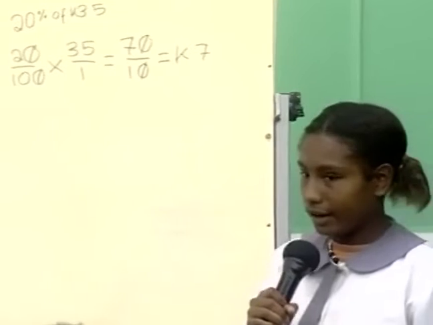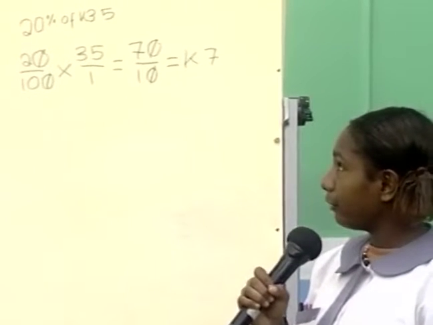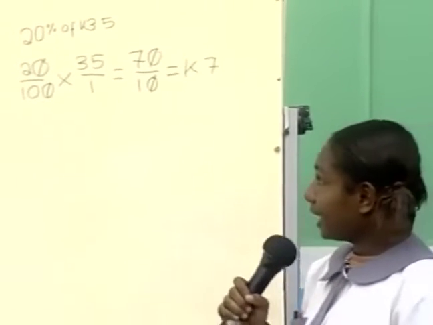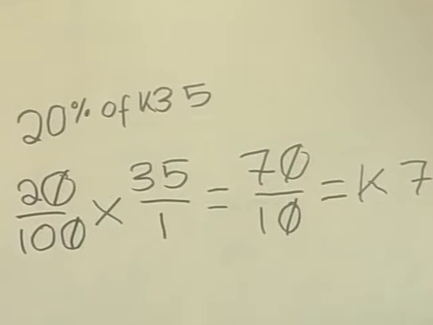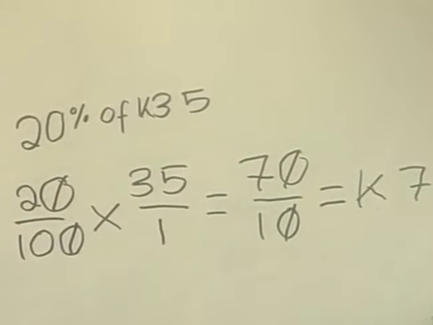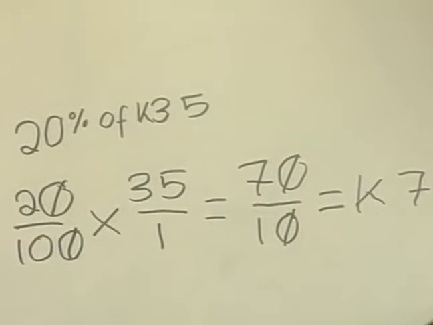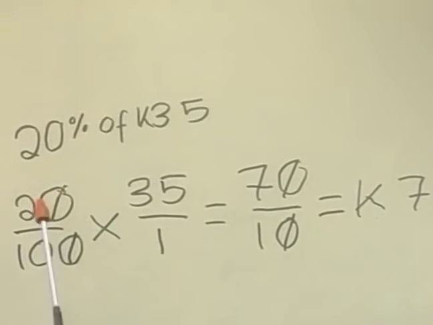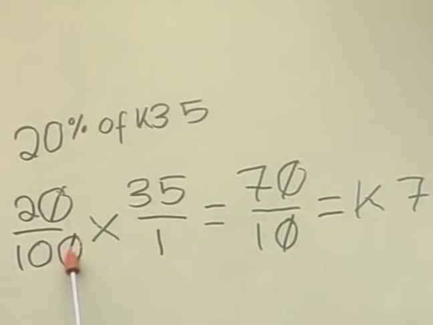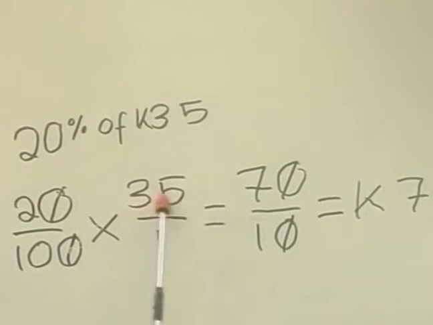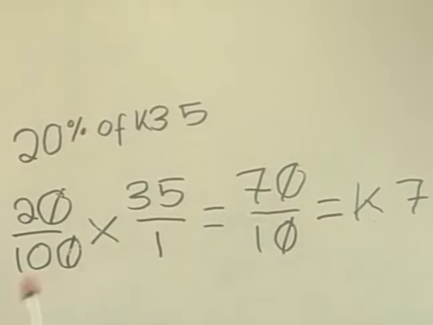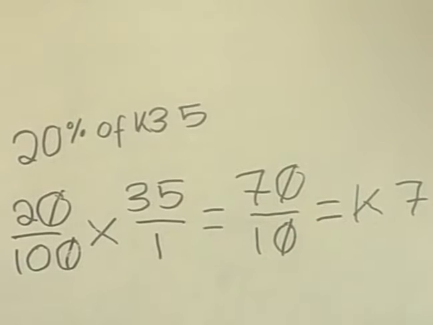The question read, find the 20% of 35 kina. Alright, 20 over 100 times 35 over 1. I cross 0 and I cross this 0. So 2 times 35 is 70, 10 times 1 is 10. I cross this 0 and the other 0. So the answer is 7 kina.